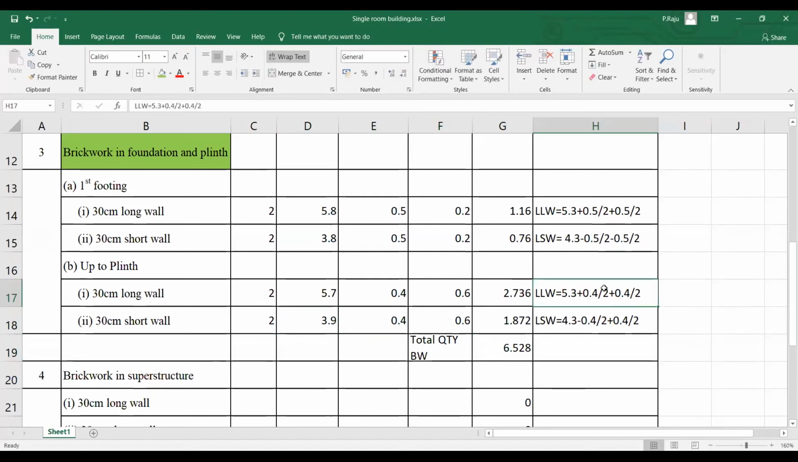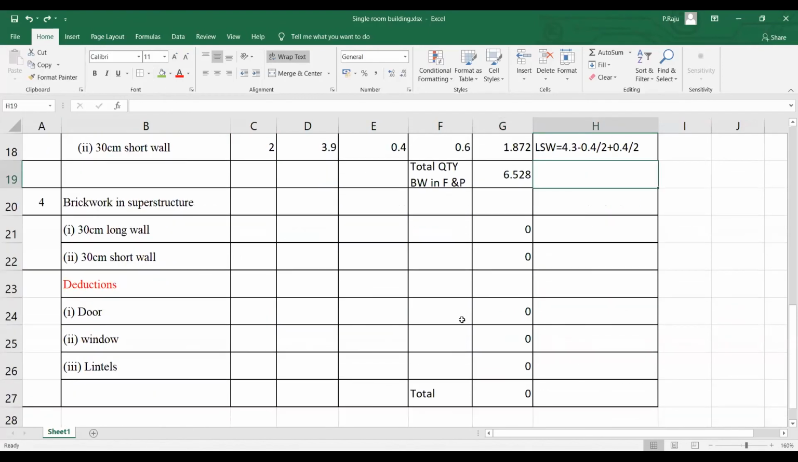Brickwork in foundation and plinth. So this is the total quantity of brickwork in foundation and plinth: 6.528 meters. Okay. So next one is brickwork in superstructure.